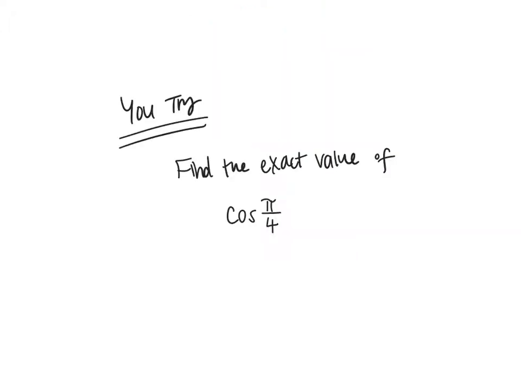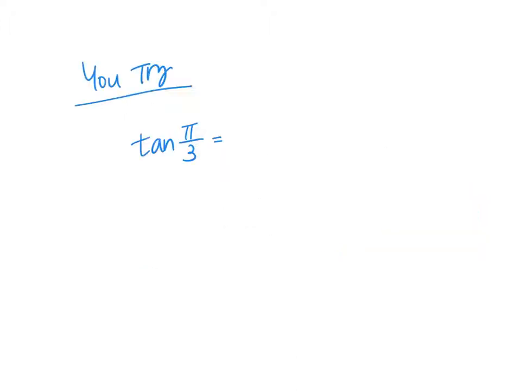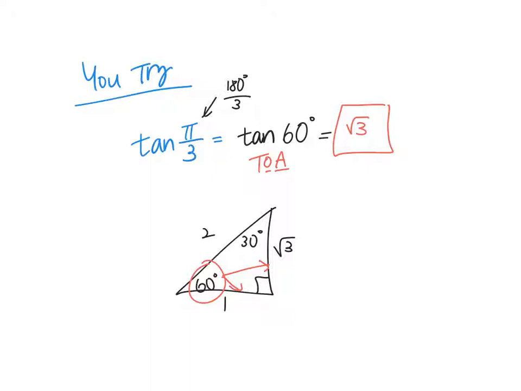Here's how you try. Find the exact value of cosine of pi over 4. Okay, correct answer is square root of 2 over 2. Note that here, because both of these acute angles are 45 degrees, it doesn't matter which angle you picked, you would still get the same answer. Okay, let's have you try another one. Find the exact value of tangent of pi over 3. Okay, correct answer is square root of 3. Notice that you would need to draw out the right triangle and stand at 60 degrees and do opposite over adjacent from that reference point.